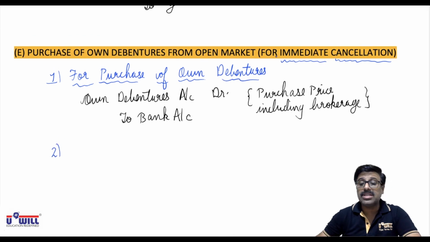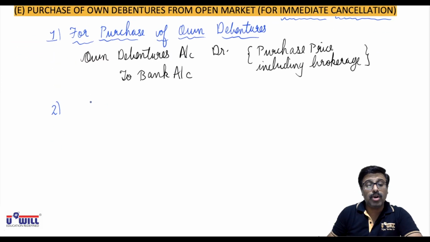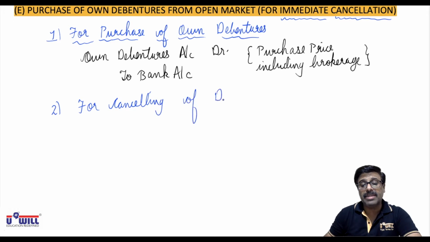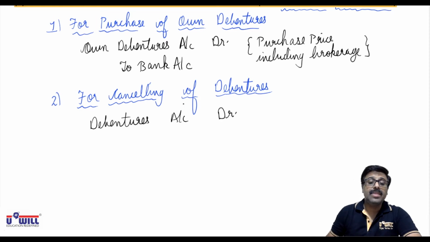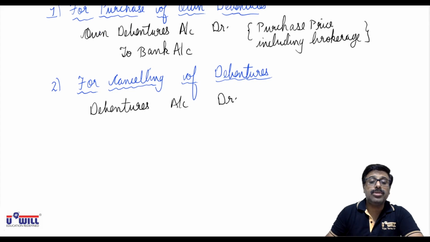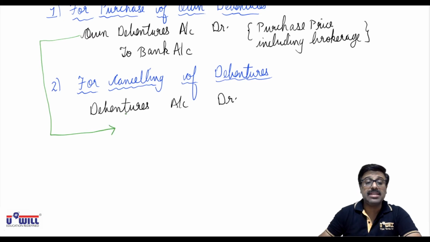Now as we purchase it for immediate cancellation, for cancellation of debentures the entry will be: the existing liability of debentures has a credit balance, that you will reverse and debit to cancel it. So existing debentures account debit to own debentures account. You reverse and credit this account. So existing debentures you cancel with your own debentures.